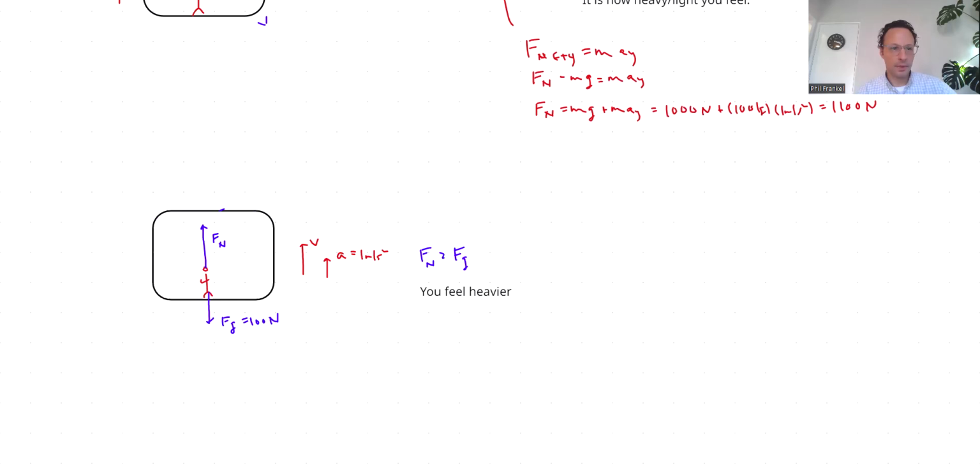Okay. So let's think about what this situation is like in the reference frame of the elevator itself. All right, this is the Earth reference frame. In the Earth reference frame, the normal force on the person is 1,100 newtons, and the gravitational force on them, their weight, is 1,000 newtons. This is in the Earth frame. How about the elevator frame?